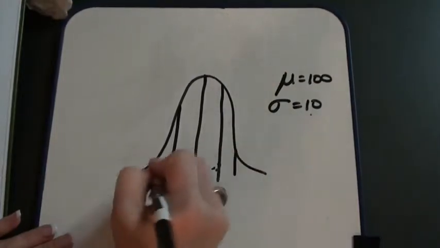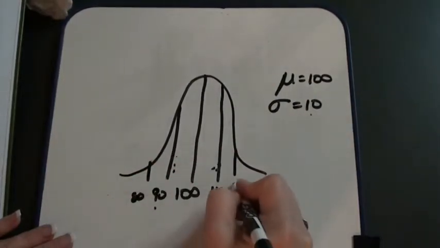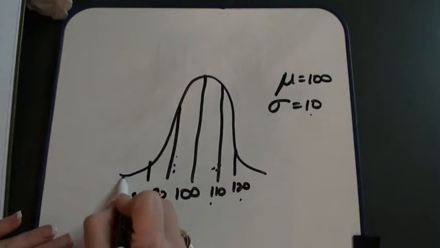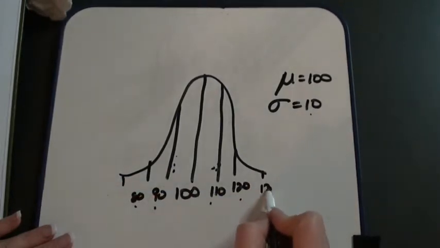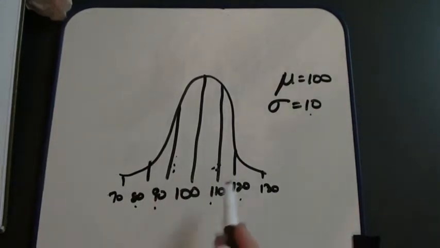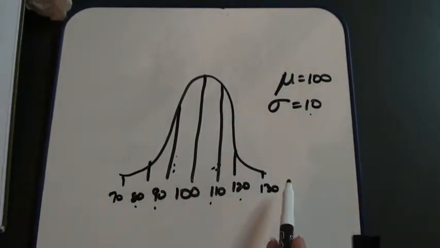And if we go out two standard deviations, we go down to 80 and up to 120. Again, we would know that about 95% of our data would fall within two standard deviations. And then if we go out three standard deviations, down to 70, up to 130, we'd know that about 99.7% of our data would fall within three standard deviations.